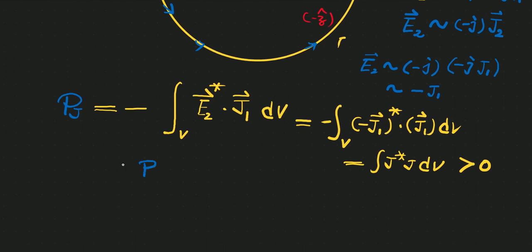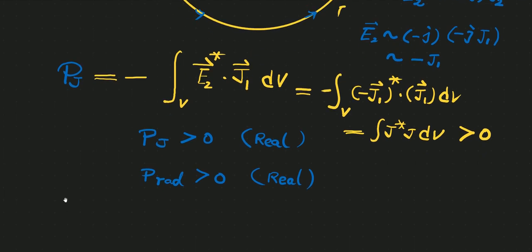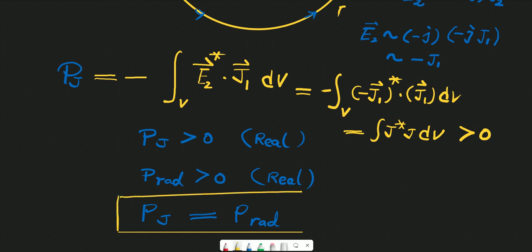So we got PG is a real number. P radiation is also real. We have not really shown PG equals P radiation. However, we have shown this.